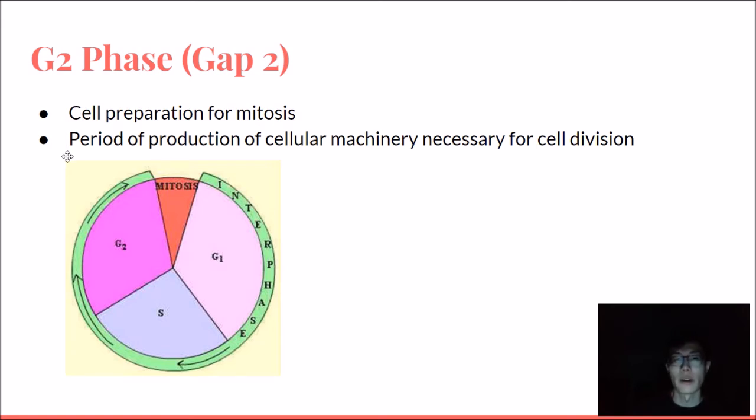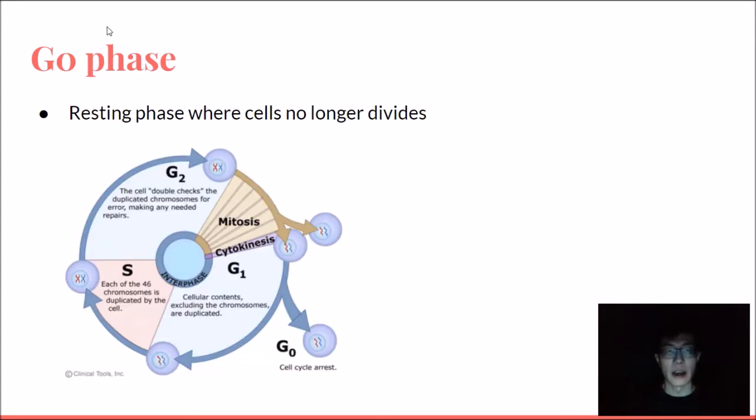And it's nothing more than another period of growth and also production of cellular machinery that's necessary for the cell to divide. So once again, what's really fascinating is that you have these checkpoints also that the cell needs to get through in order to reach the actual division phase, which is mitosis.